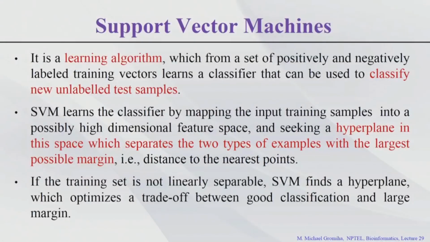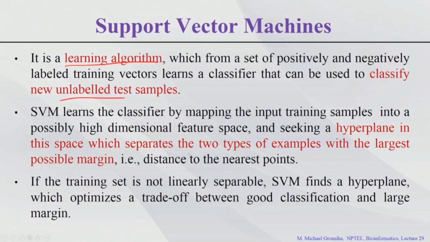This is another one called support vector machines. I will give you the details with the equations in the next class. It is also a very popular, widely used algorithm. It is a kind of learning algorithm which has 2 sets of values, for example, positive and negative labeled vectors. They can classify these positives and negatives and using this information they can classify the unlabeled test samples.